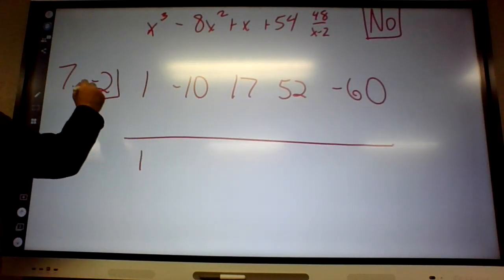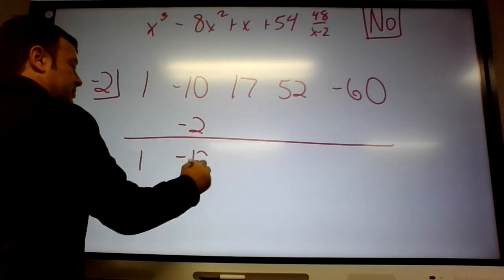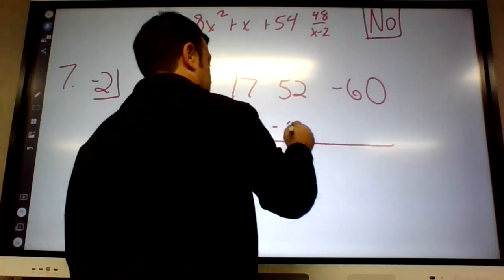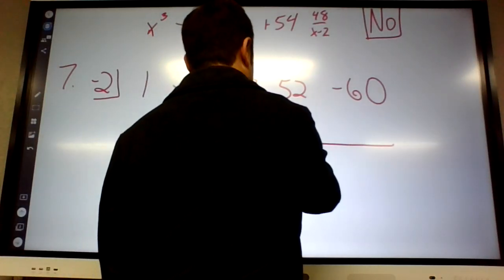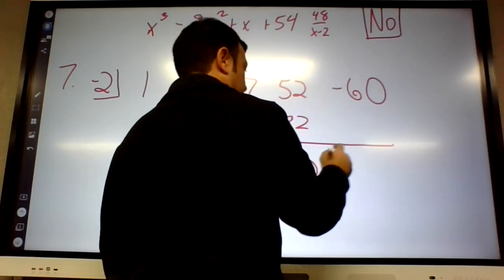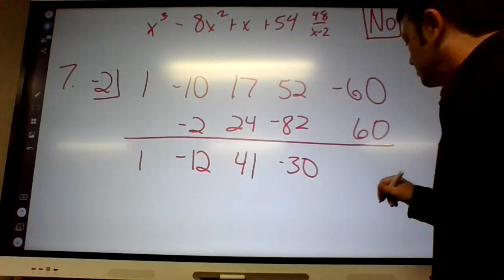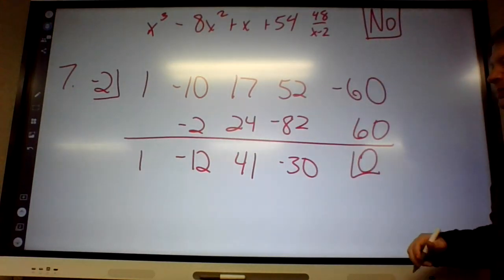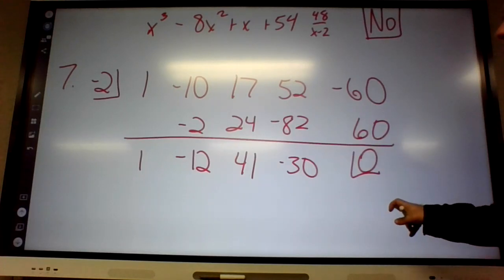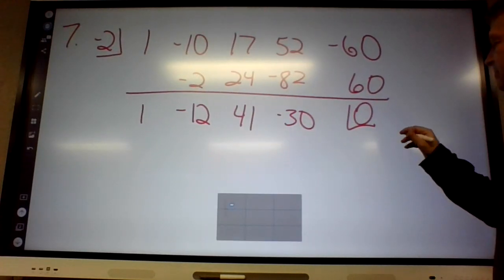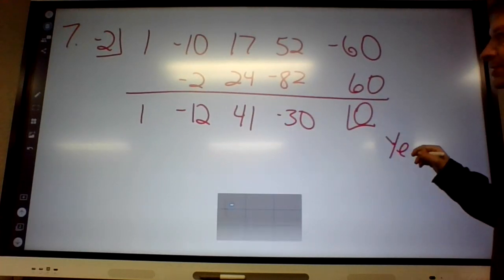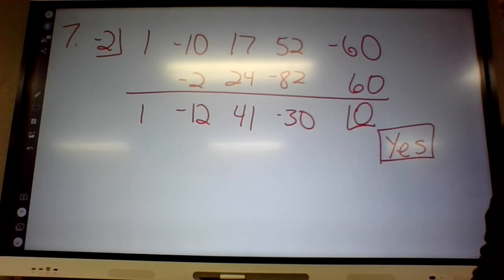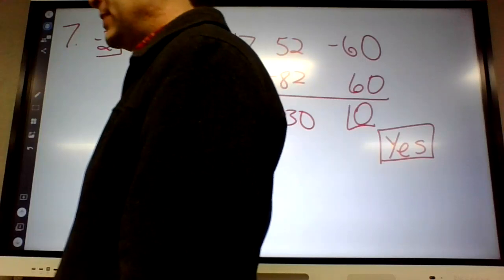Add down, multiply up. Add down, multiply up. Add down, multiply up. Add down. Okay, the remainder is 0. What does that tell us? It tells us that yes, x plus 2 is a factor of that x to the 4th thing. It divided evenly.